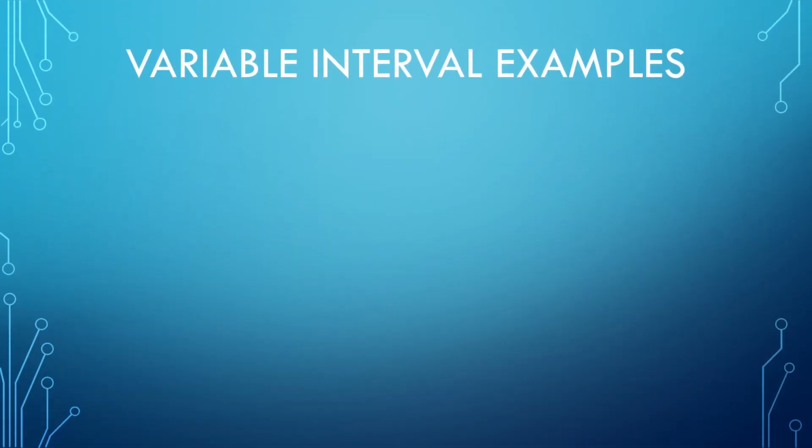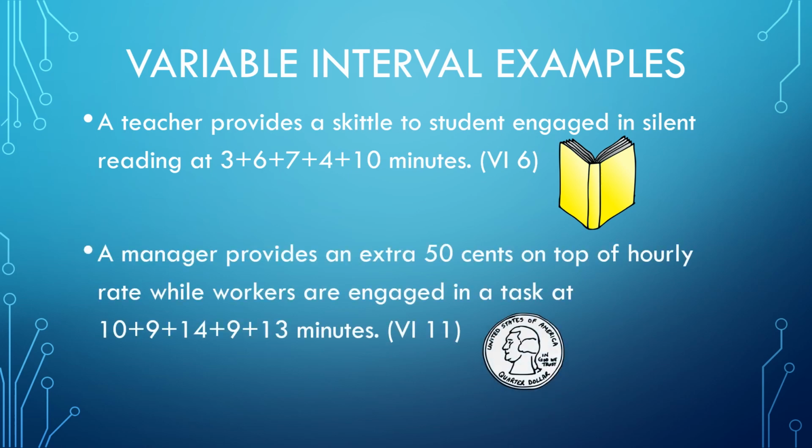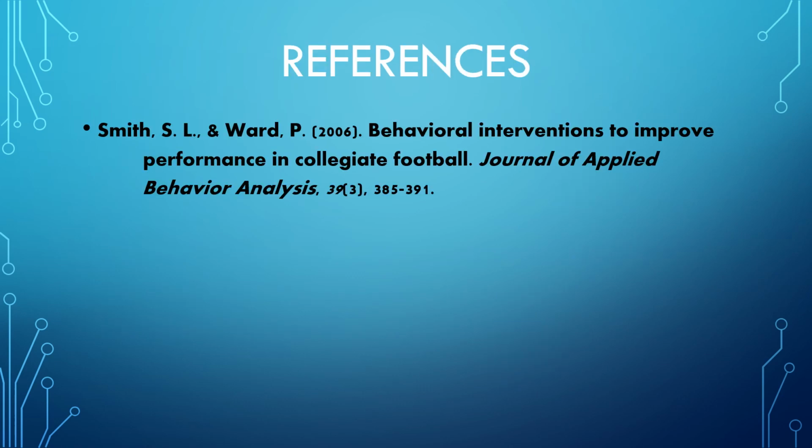Let's look at some VI examples. Examples of a VI schedule can include a teacher providing a Skittle at a 3, 6, 7, 4, 10-minute schedule to students who are engaged in a silent reading activity. Or a manager at a store providing an extra 50-cent compensation at a 10, 9, 14, 9, 13-minute schedule.